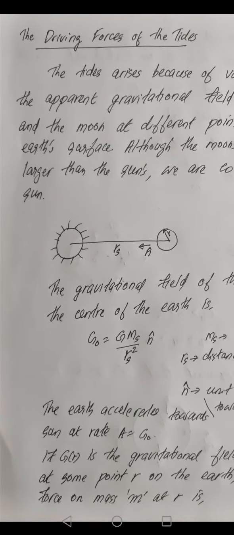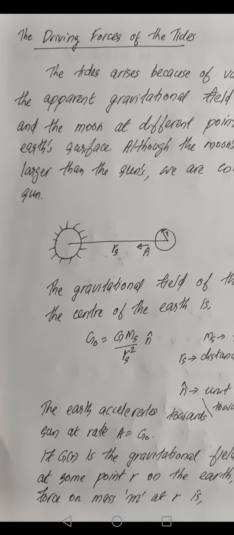The Earth accelerates towards the Sun at a rate a, that is equal to G0, because from the gravitational law F is equal to G m1 m2 by r square. Therefore G m by r square is the acceleration. Here it is G Ms by r square, that I call a. That means the Earth is in free fall, accelerated towards the Sun at a rate a equal to G0.